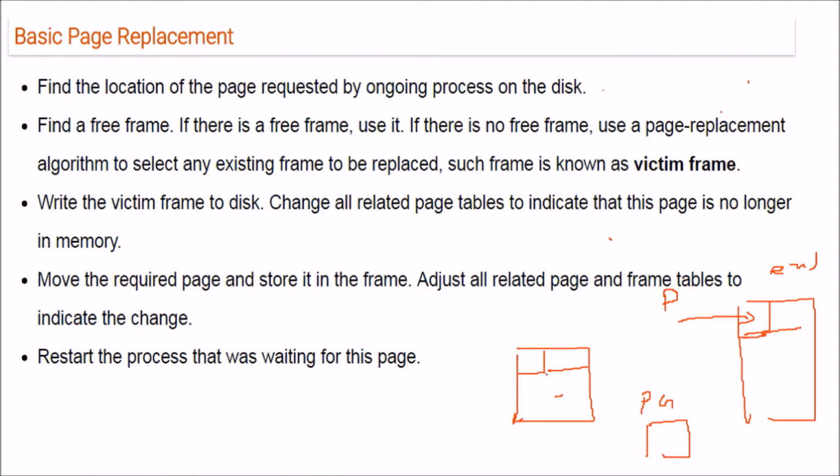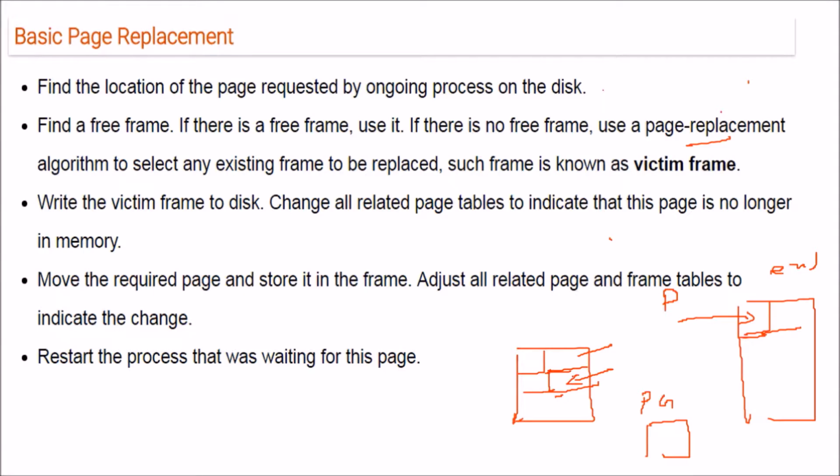Now we have to find a free frame. If there is a free frame, we use it. If there is no free frame, we use page replacement to select an existing frame, because these are not free now. So we need to replace one of them. Say this one is the victim. We are going to replace this and free this frame.